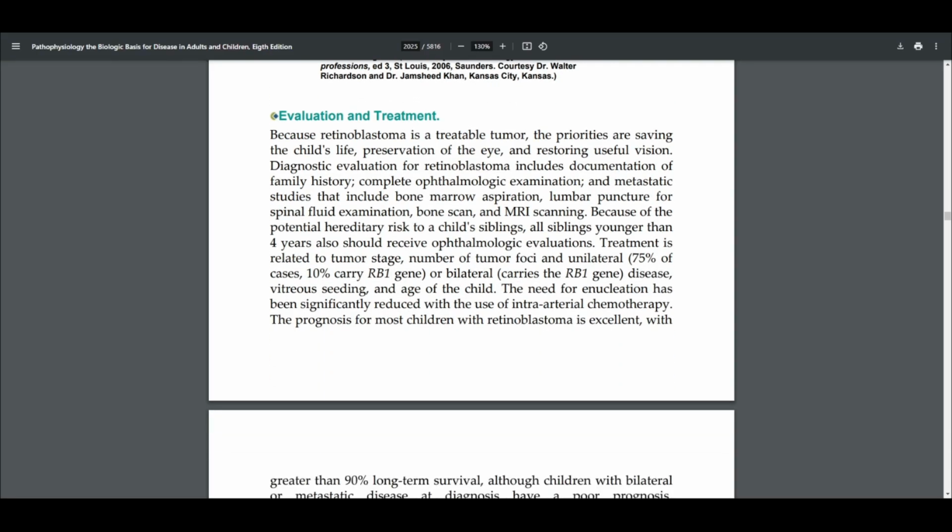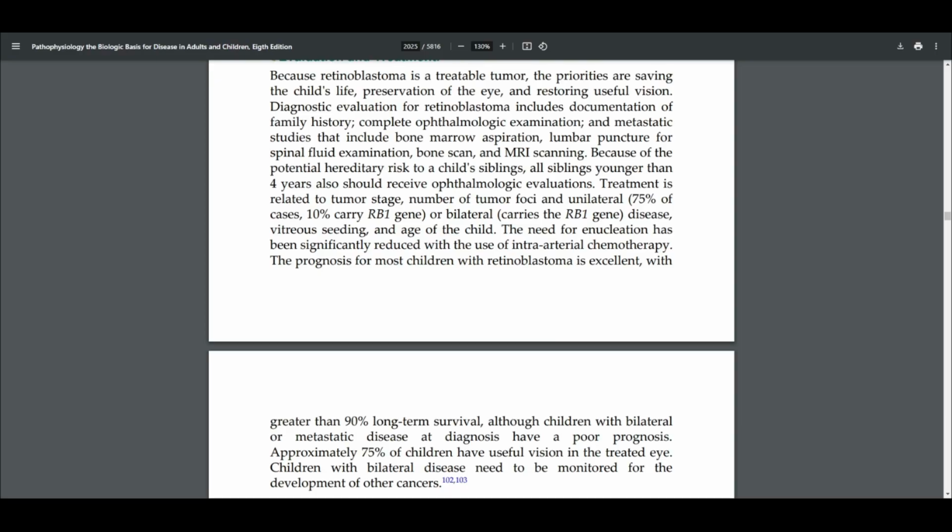So, evaluation and treatment. Because retinoblastoma is a treatable tumor, the priorities are saving the child's life, preservation of the eye, and restoring useful vision. Diagnostic evaluation for retinoblastoma includes documentation of family history, complete ophthalmologic examination, and a metastatic study that includes bone marrow aspiration, lumbar puncture for spinal fluid examination, bone scans, and MRI scans. Because of the potential hereditary risk to a child's sibling, all siblings younger than 4 years also should receive ophthalmologic evaluations.